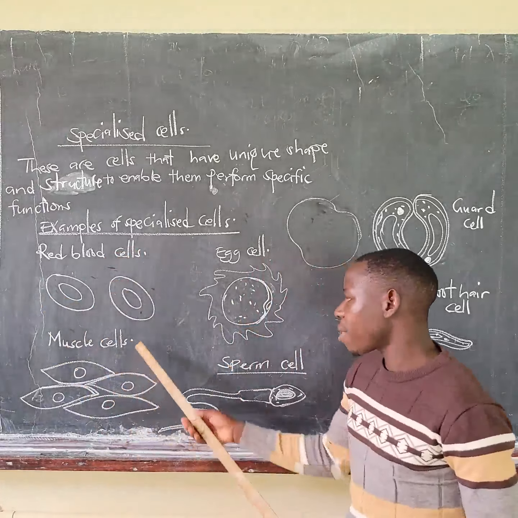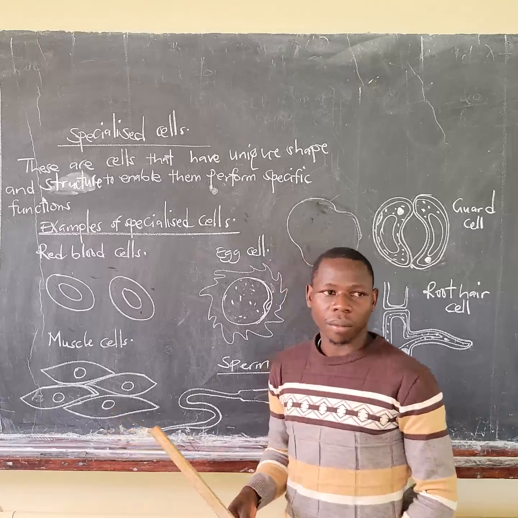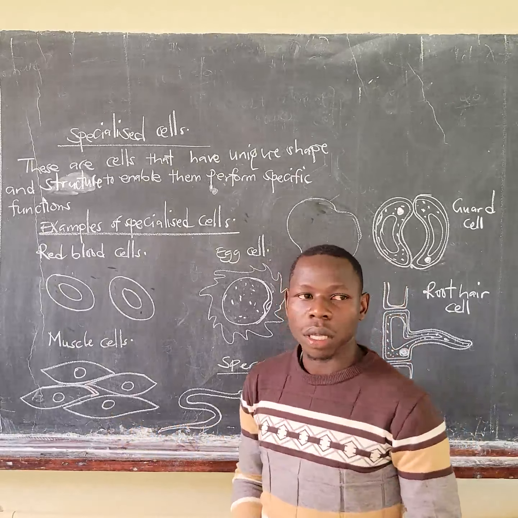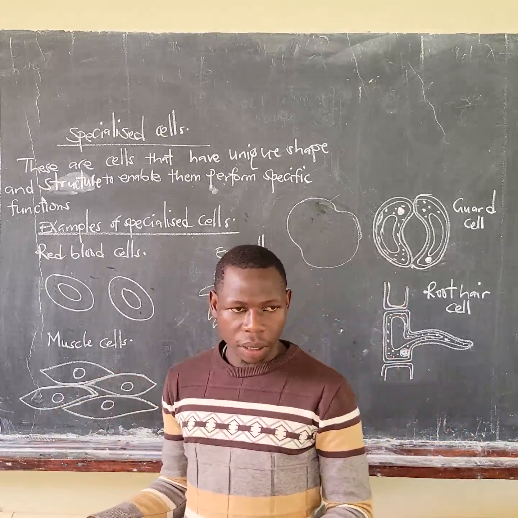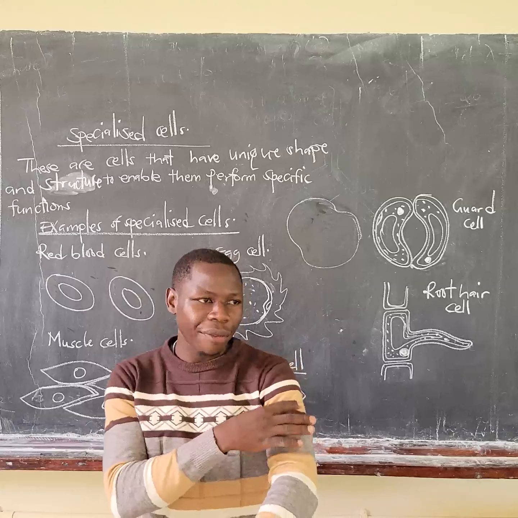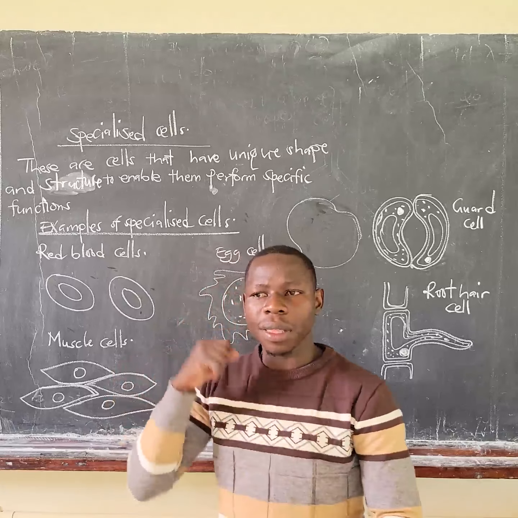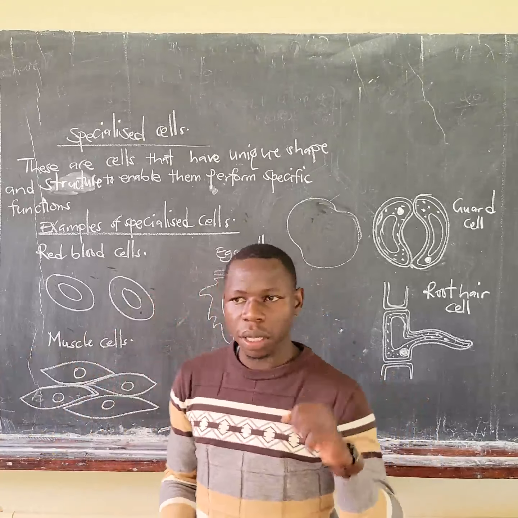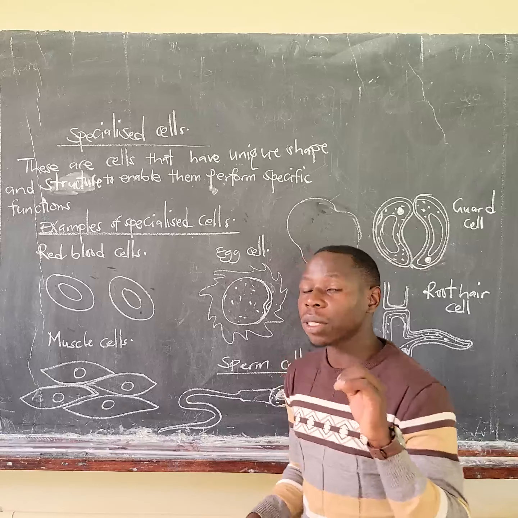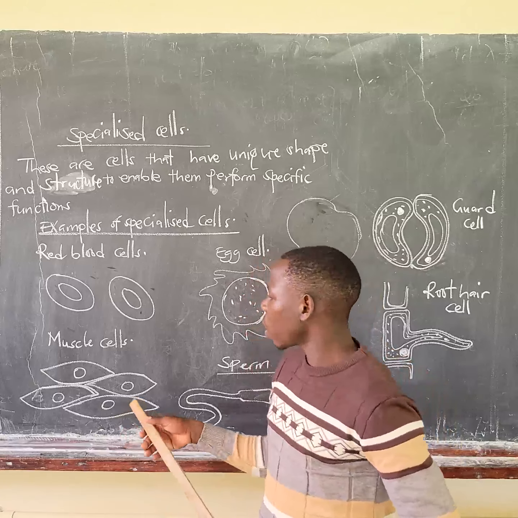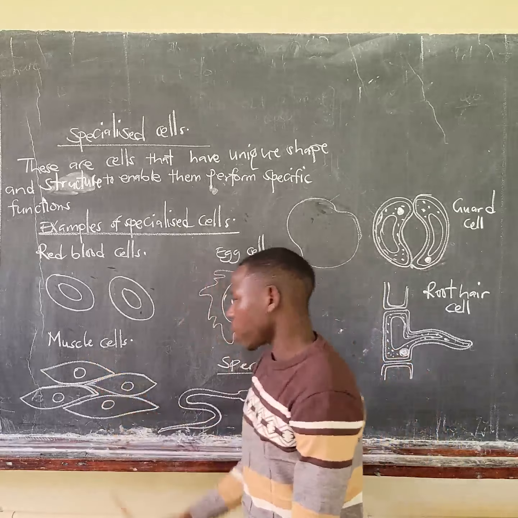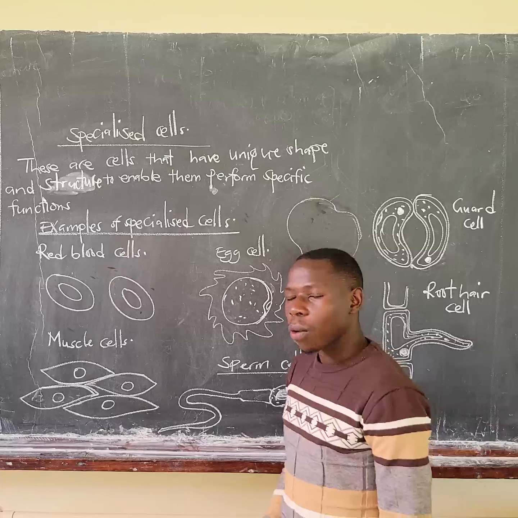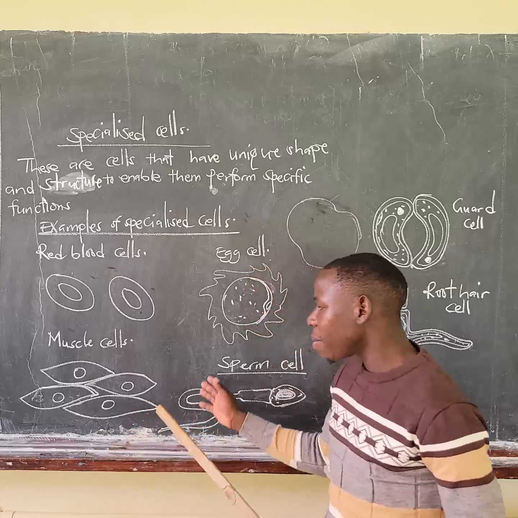Number 2, we have the muscle cells. Learners, we have muscles in the body. We have muscles everywhere. You know, when people flex like this, they say those are muscles. So we are looking at the muscle cells. When we look at the structure of the muscle cell, it is like this. Now, what's the difference?